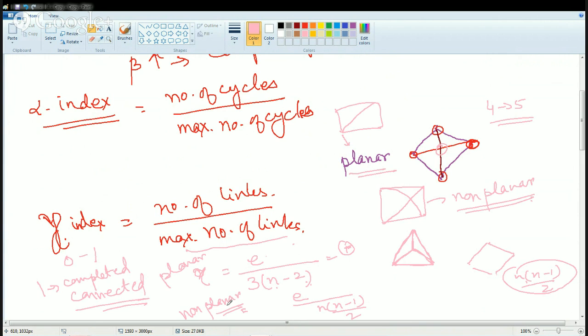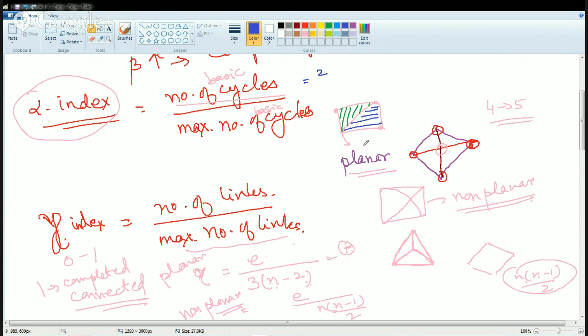Now, since we know this, I can easily calculate the alpha index. What is alpha index? Alpha index we talked about is the number of basic cycles divided by the maximum number of basic cycles. Now, if I am taking the same example of 4 nodes, what is the number of basic cycles here? This is the first basic cycle, and this is the second basic cycle. So the number of basic cycles here would be 2.